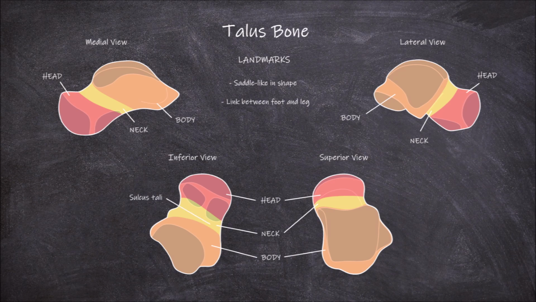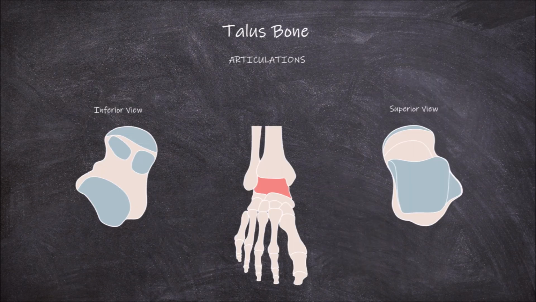Now we're going to take a closer look at the bones the talus bone articulates with. This bone articulates with four other bones. The first of these articulations is with the calcaneus bone.